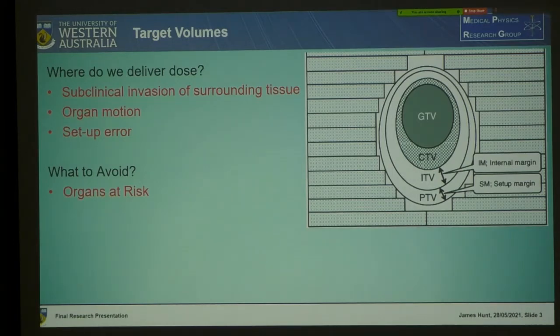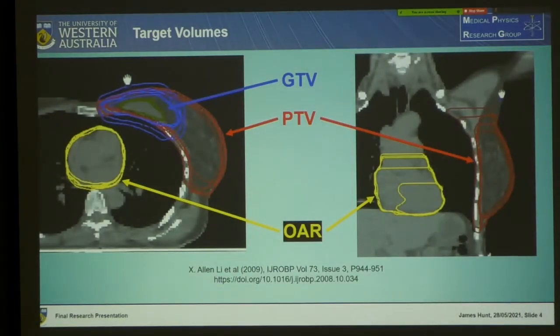You also want to avoid certain areas known as organs at risk. Here is an example of a breast tumour. So you can see in this patient, they've circled a planning target volume of the whole breast, and they've also highlighted the organ at risk, which is the heart here in the center of the chest. Obviously, you don't want to go radiating a heart unless you really have to.